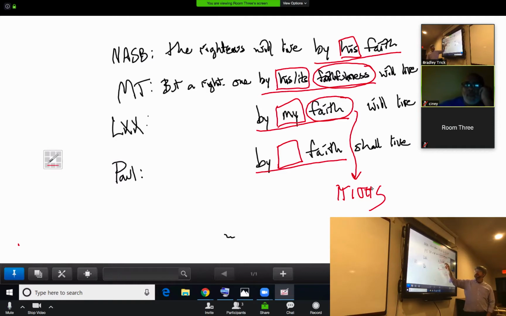They also changed this to "my." This is a common translation error. It's a different yod. The Hebrew letter yod is like that, and the Hebrew letter vav is like that. And so if you get something that's kind of in the middle, you're kind of guessing whether it's "my" or "his." They thought it was "my."